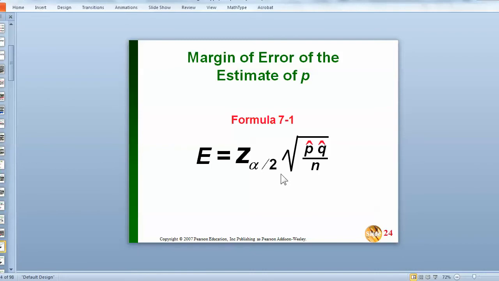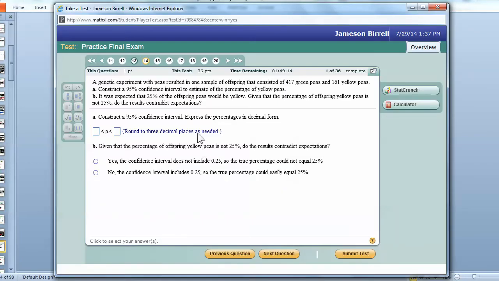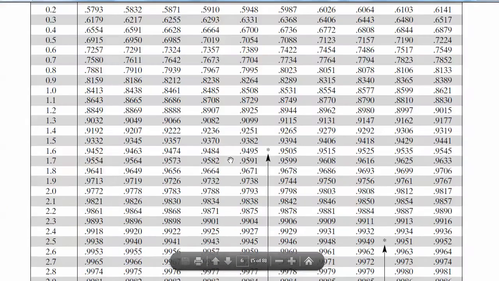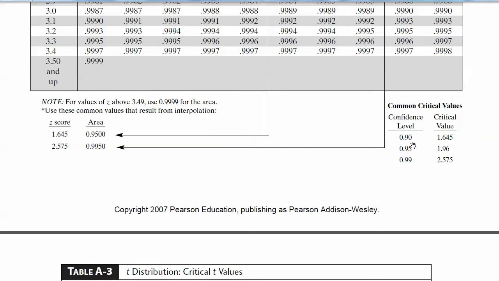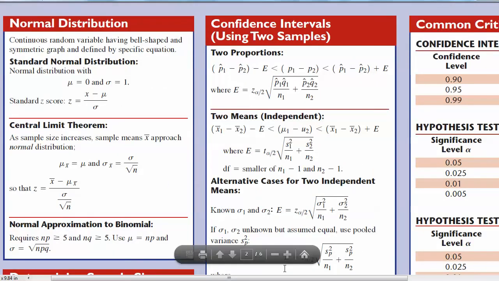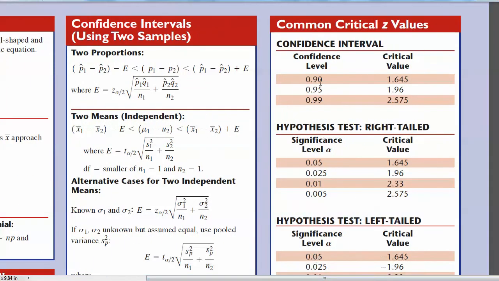We've got to figure this out. Well, we know that our confidence level is 95%. What's nice about that is that's one of the common ones, so we can go to our table here. If you have a confidence level of 95%, your critical value is 1.96. That's one place you can check it, or you can go to the review chart, on the second or third page. They've got it over here, where it states for a confidence interval, if your confidence level is 95%, the critical value will be 1.96.